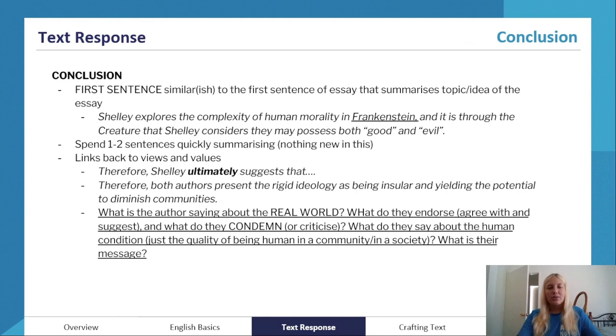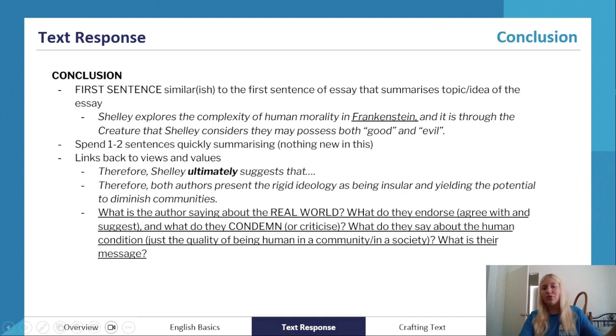And for conclusions, you can structure them with a first sentence that is just aiming to summarize the overall idea of your essay. You may start with something like, overall, Shelley explores the complexity of human morality in Frankenstein, and it is through the creature that Shelley considers that humans may possess both good and evil. So that summarizes the overall idea of your essay, and links to your contention in a way. And you just spend some sentences summarizing and link back to views and values in your final sentence.